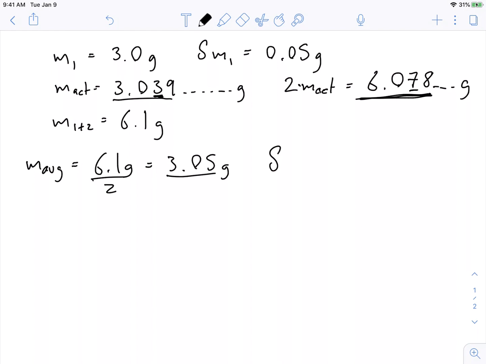And what is my uncertainty? Well, my uncertainty, I can just take this number. What we learned from error propagation is we can take this number and divide it by 2, right? 0.05 grams divided by 2 is equal to 0.025 grams.